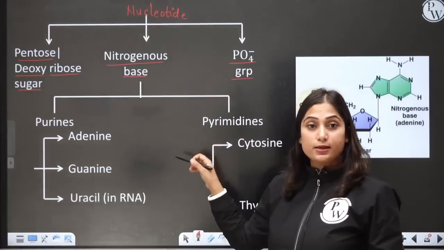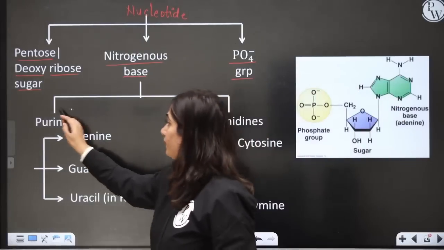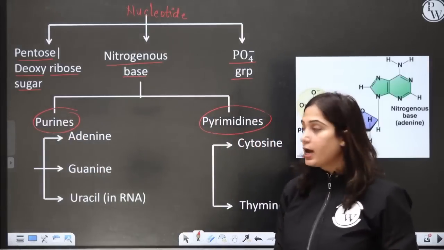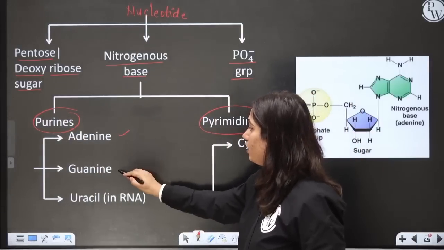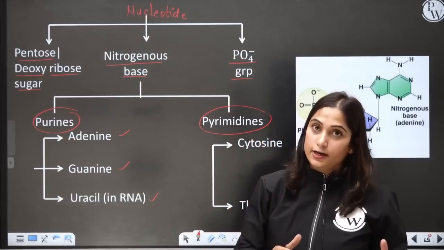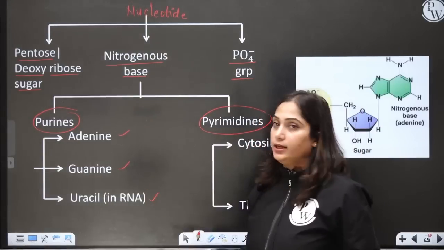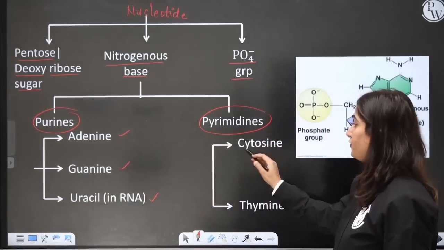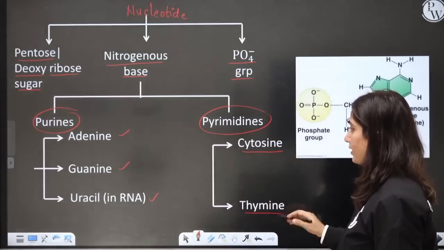Nitrogenous bases further are of two types, that is purines and pyrimidines. Purines are of three types, adenine, guanine, uracil. Uracil is present in RNA and adenine and guanine are present in DNA. Pyrimidines are of two types, cytosine, thymine.